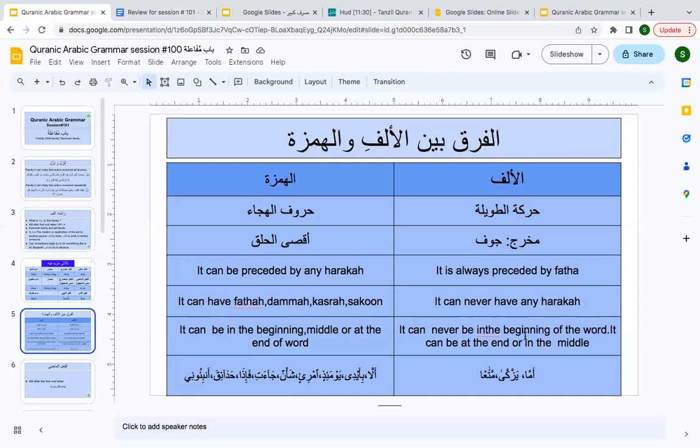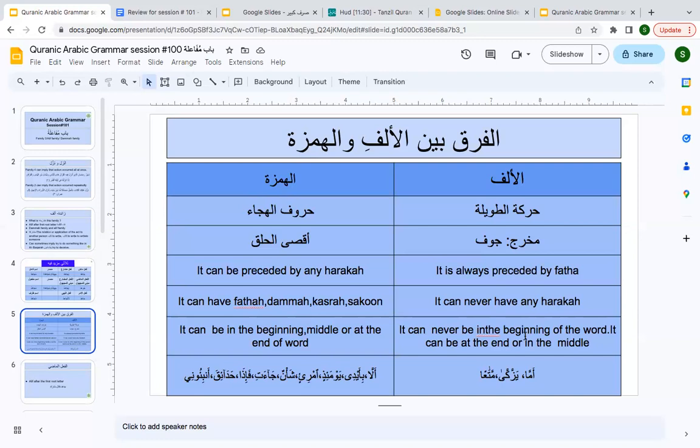And why so? Why do you think alif cannot be at the beginning of a word? We just covered that in the beginning of our session. In Arabic, words cannot begin with no haraka. Words cannot begin with a letter that has sakoon and daiman. An alif is sakoon and daiman, it cannot take any haraka. Therefore, it can never be in the beginning of a word, because it can never have any haraka.